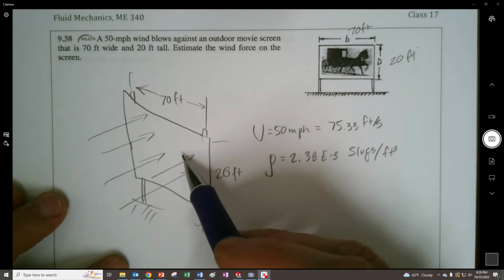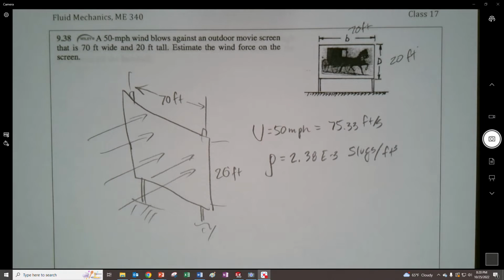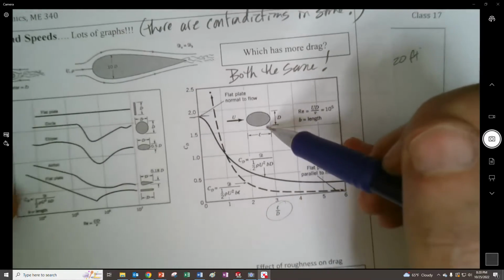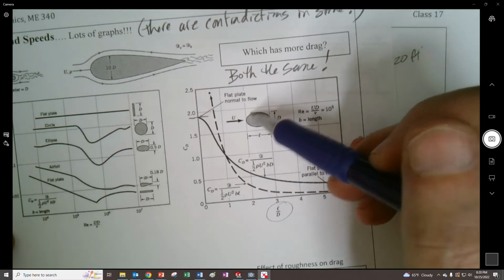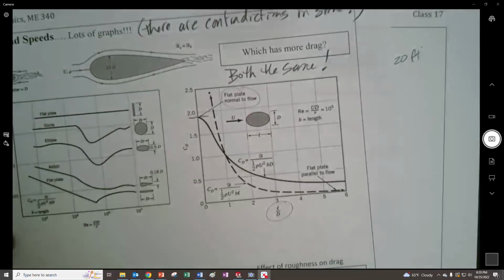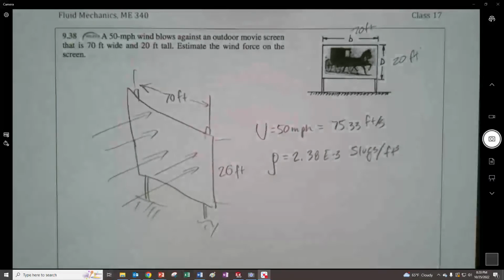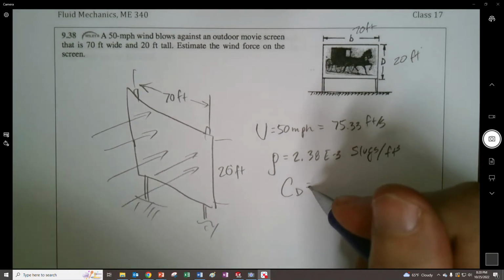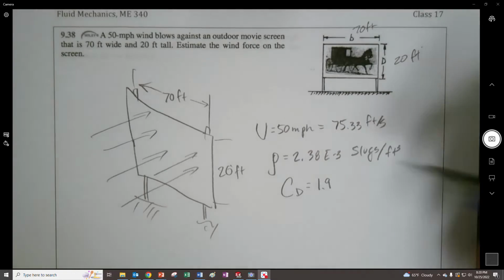And we could look up what we would use for a flat plate. There wasn't a specific one, but we had this right here, a flat plate subjected to drag normal to the flow. So that was the one we decided to use for this particular example. We're going to say we have a drag coefficient of 1.9.